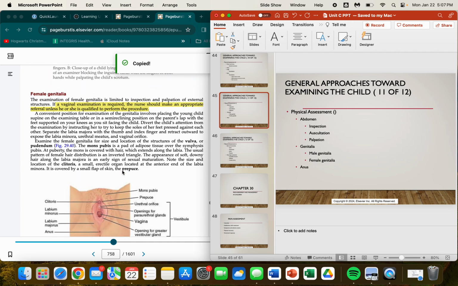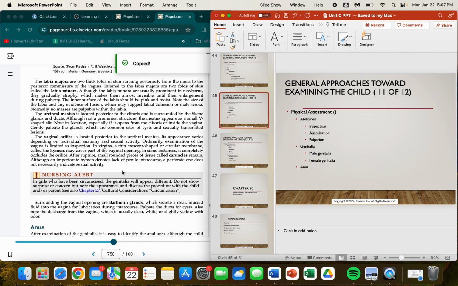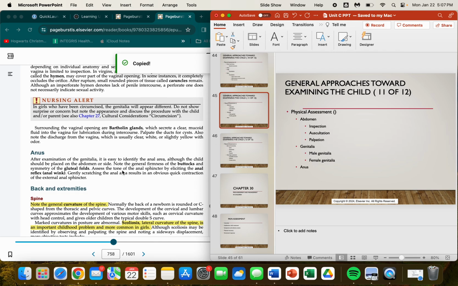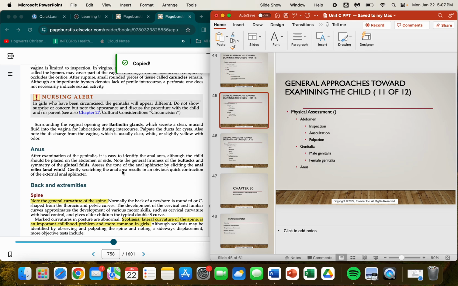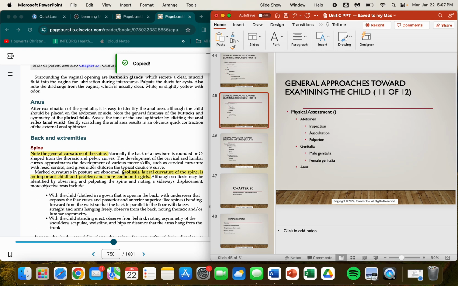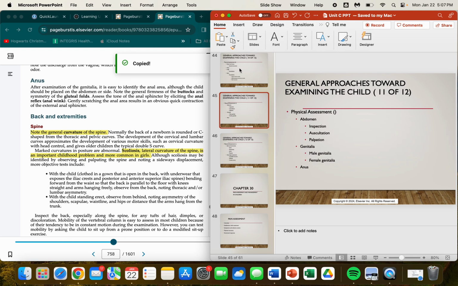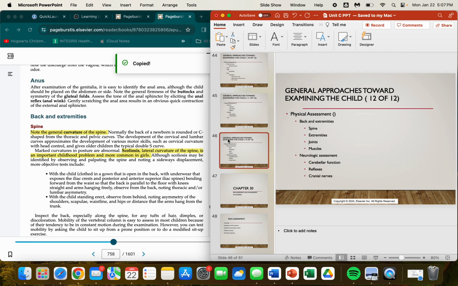And then if we're talking about assessing both of those things, obviously if there's discharge or things like that, that should always be noted. And then we want to make note of the anus and ensure that that is within normal limits as well, that there's no discharge or bleeding or anything like that.